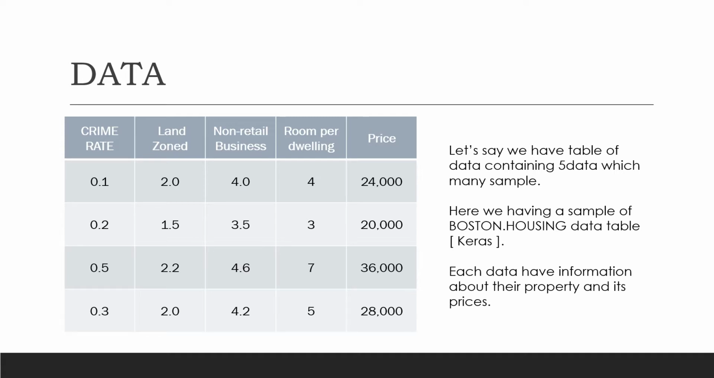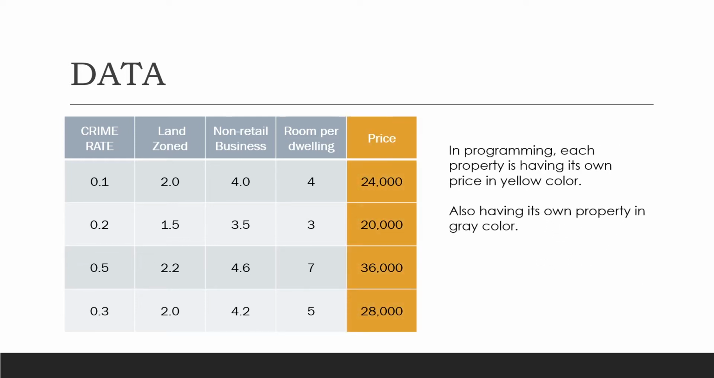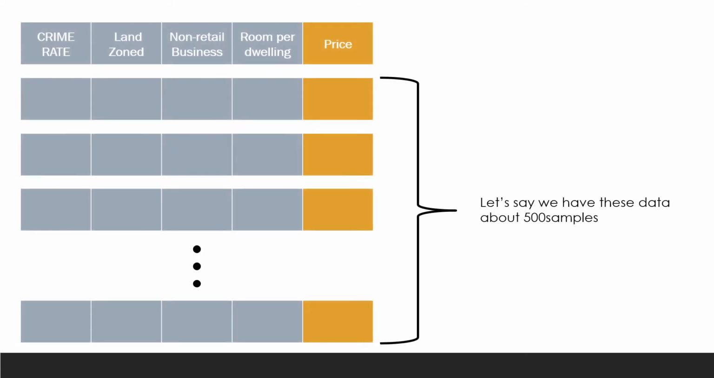Here we have a sample of the Boston housing data table from Keras. Each row has information about a property and its price. In programming, each property's price is in yellow, and its properties are in gray. Let's say we have about 500 samples of these data.